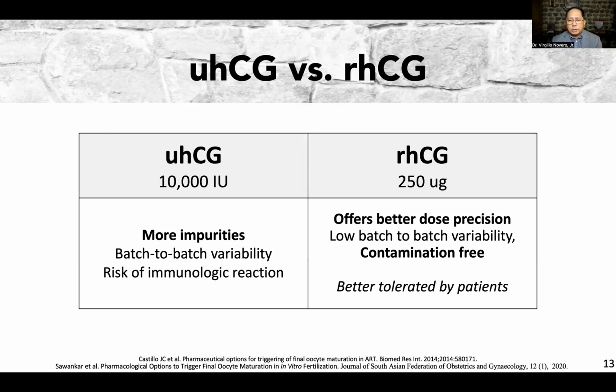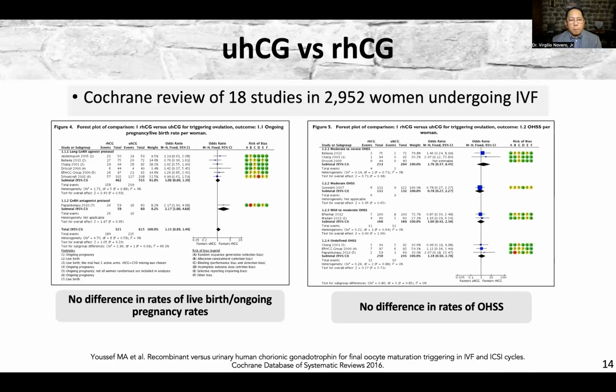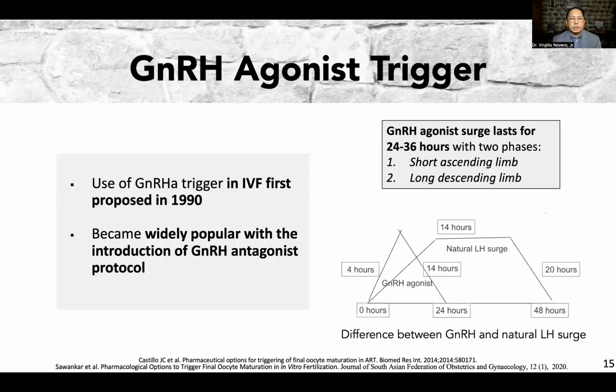Comparing your urinary HCG to your recombinant HCG, you have your 10,000 units of your urinary HCG compared to your 250 recombinant HCG. There are more impurities with your urinary, more batch-to-batch variability, and a higher risk of immunologic reaction. So your recombinant HCG is better tolerated by patients. But comparing them in a Cochrane meta-analysis, there appears to be no difference in the rates of live birth rate, ongoing pregnancy rates, or the chance for OHSS.